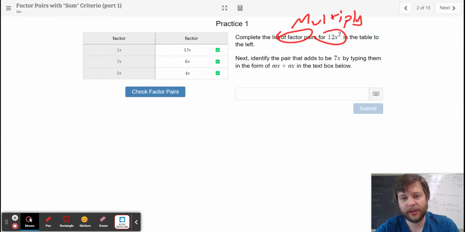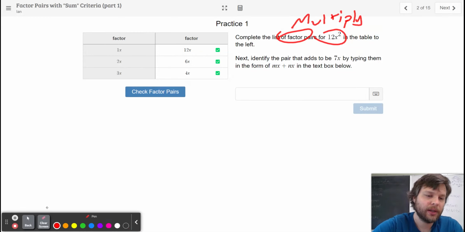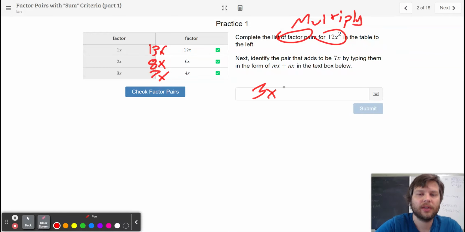You can check your factor pairs. You'll notice that only one of those adds to make 12x. The first one adds to make 13x. Second one adds to make 8x. Third one adds to make 7x. So the one that we want here is just 3x plus 4x.